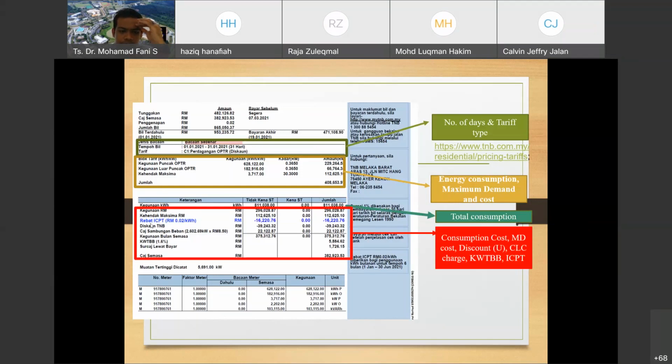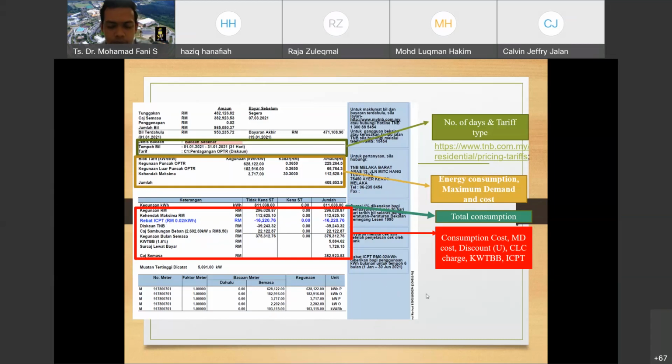Okay, look at the rebate ICPT. Here, this is the bill for last year, for the month of January last year. So the rebate ICPT was still 0.02, but now it started in February this year.